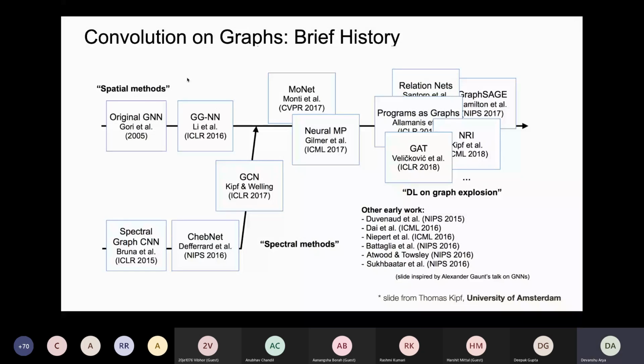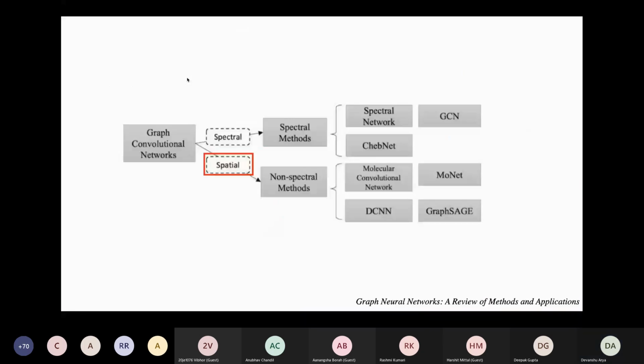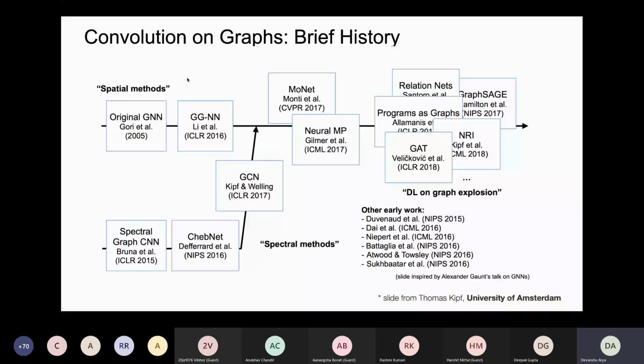I'll emphasize one thing here, that all these graph-based methods can be classified into two parts: spectral method and spatial method, that I'm showing here. For this lecture, I will only focus on spatial methods. Spectral methods were quite popular before, like before 2017. But after 2017, the spatial methods have kind of kicked up. And there are several reasons for it.